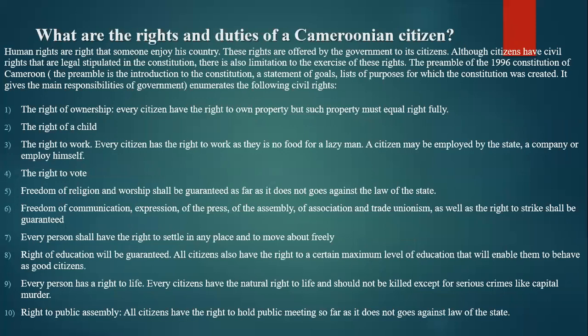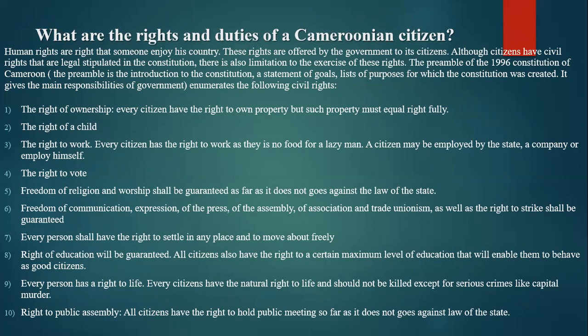What are the rights and duties of a Cameroonian citizen? Human rights are rights that someone enjoys in his country. These rights are offered by the government to its citizens. Although citizens have civil rights that are legally stipulated in the Constitution, what is a Constitution? A set of rules and regulations that governs a country. There is also limitation to the exercise of this right.